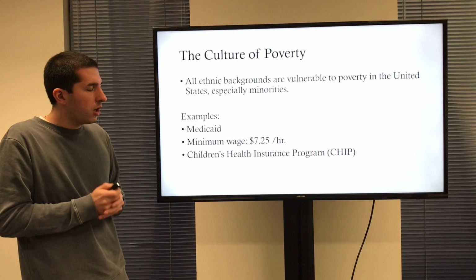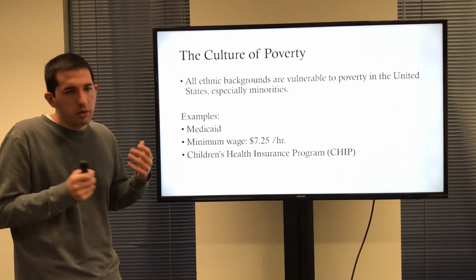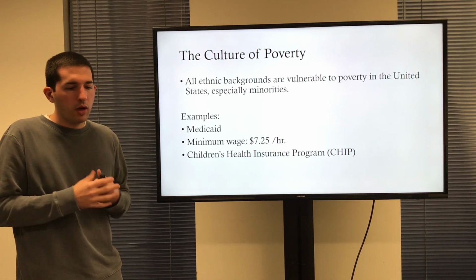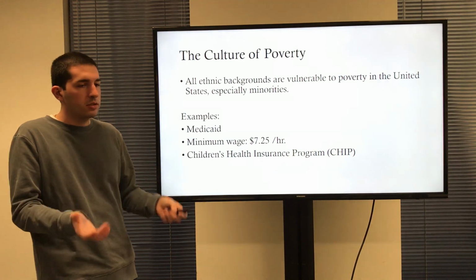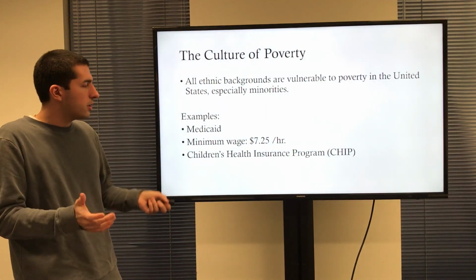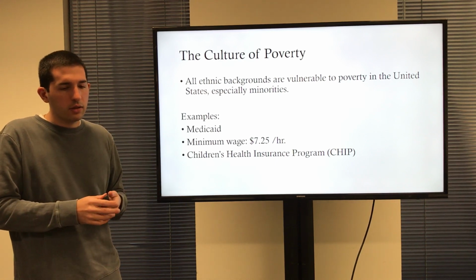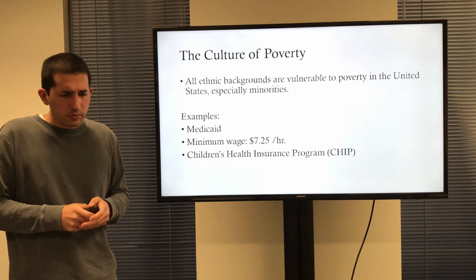Now, the book states a culture of poverty in this country. All ethnic backgrounds are vulnerable to poverty in the United States. However, especially minorities, as they are more vulnerable in this country to more than just poverty, but also to environmental issues and others, just based on their geographic location. And that depends on scale.